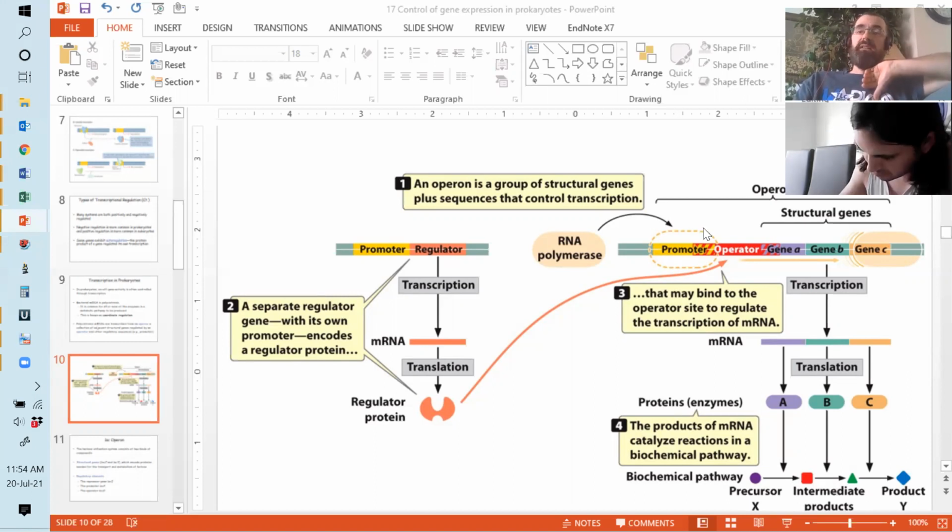Now, the protein that binds that operator is encoded by a separate gene. It could be right next to the operon. It could be somewhere else in the bacterial genome. It doesn't matter. But that regulator will be under the control of its own promoter. It will be transcribed into mRNA and then translated into protein. And depending on the kind of system we're looking at, or depending on conditions rather, that regulatory protein will bind the operator, and in doing so, stop transcription.